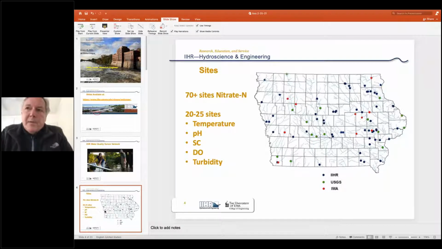Then we also harvest data from the USGS sites, which are shown in green, and then there's about 10 sites funded through the Iowa Watershed Approach Project, which is money from the Housing and Urban Development. At all the sites, we're measuring nitrate. At about 20 to 25 sites, we're measuring those other parameters I have shown there.